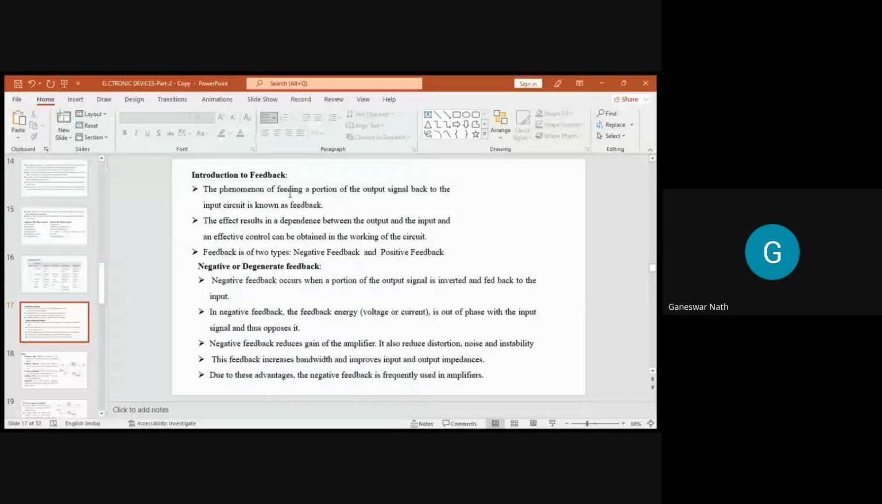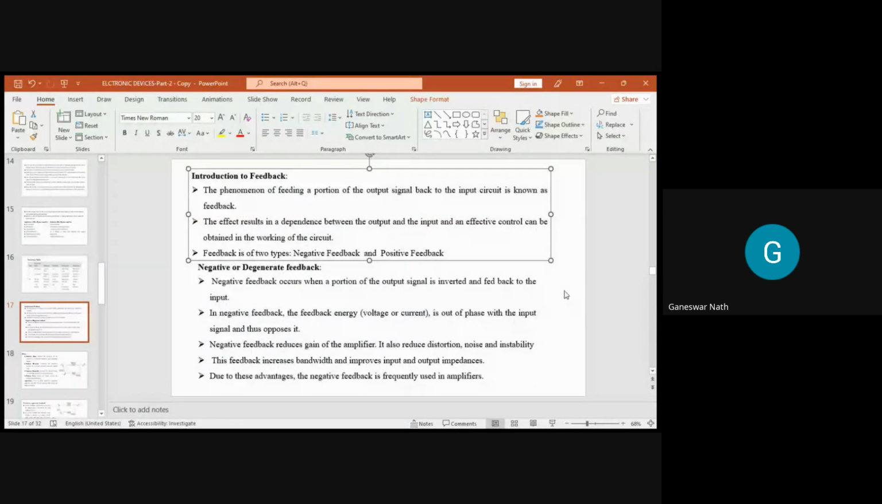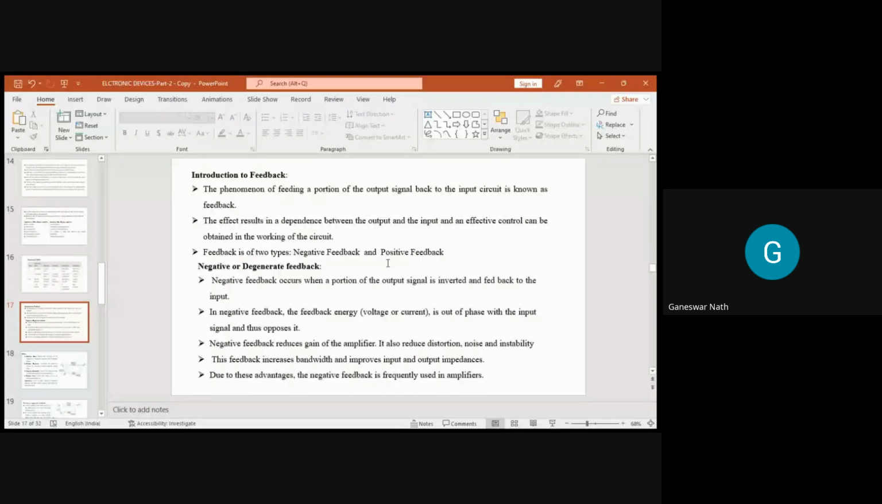So just introducing what a feedback is. See the phenomenon you can see here: the phenomenon of feeding a portion of the output signal back to the input circuit. That means whatever output we are getting, we are again feeding to the input, which you call feedback. The feedback results in a dependence between the output and the input, and an effective control can be obtained in the working of the circuit. So feedback is of two types. One is called negative feedback and the other is called positive feedback.